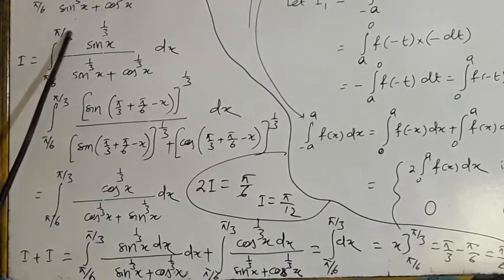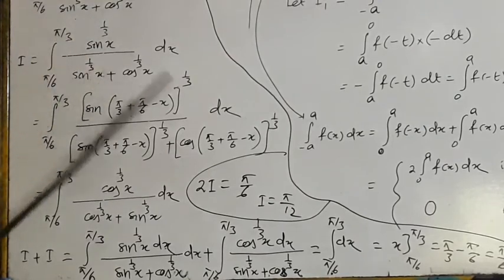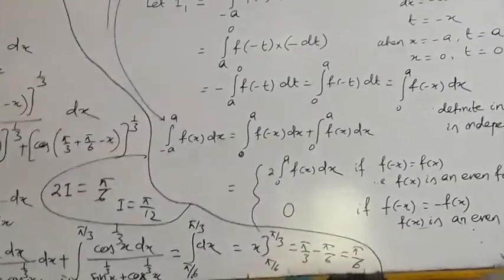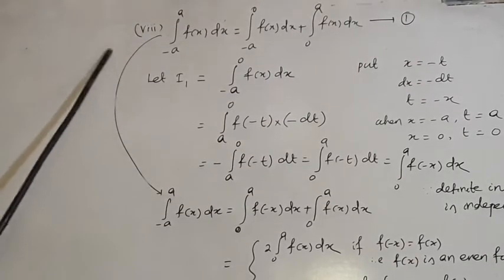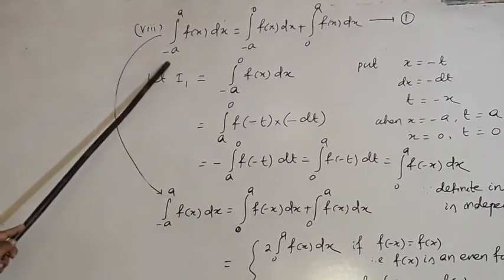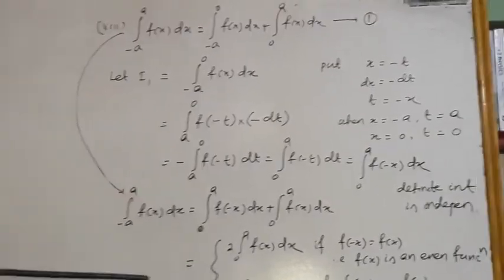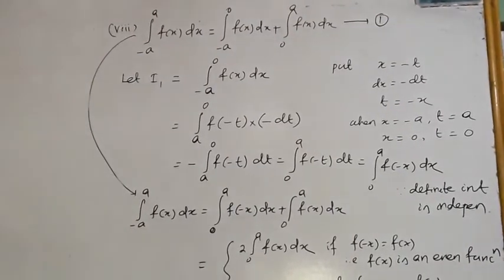While giving the explanation of these points, I am taking one example. Now look at that. Now look at property number 8. It is the integral from minus a to a of f(x) dx. The answer is given here, but I am explaining it now.